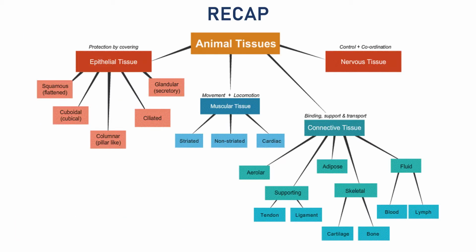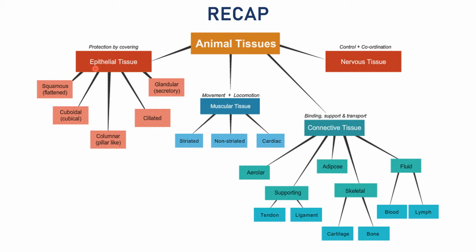Yes, in the recap, let's see what we have done. We have done with the epithelial tissue. What are the epithelial tissues? Protection by covering, which means they protect our organs, right? They are present in the outer surface of organs as well as in the cavities of different organs, and the main function is protection, right?